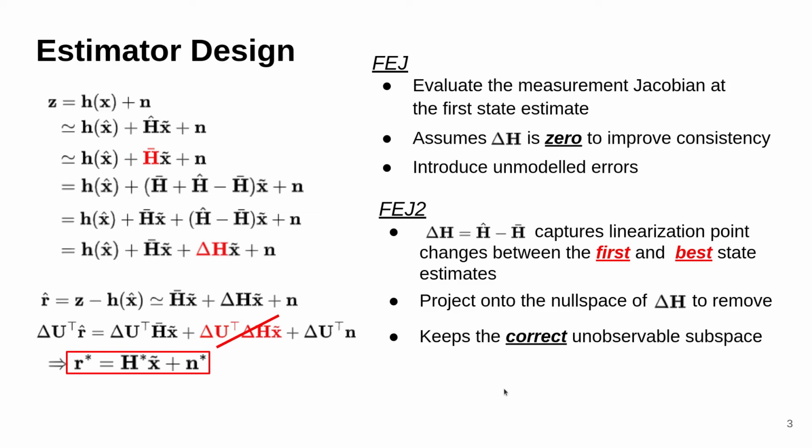At this point, we see FEJ2 is a more consistent and accurate estimator, which guarantees the system observability properties and better models the uncertainty.